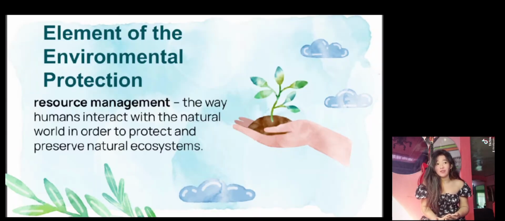Another element of environmental protection is resource management. This is the way humans interact with the natural world in order to protect and preserve natural ecosystems. This may involve considering ethical, economic, and ecological variables in order to limit environmental degradation.